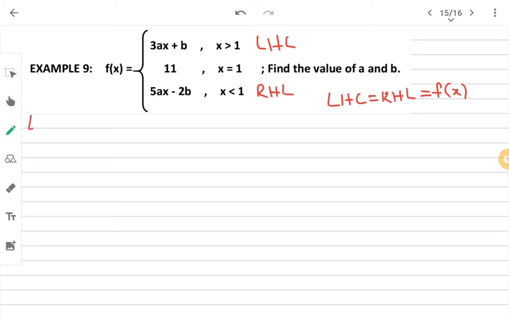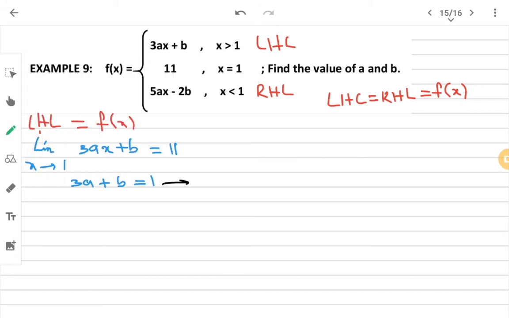Okay, fine. Now I am going to use first LHL. What is the LHL limit? Limit x tends to 1 f of x. Shall I write it directly? Yeah. 3ax plus b. And now I am going to compare this LHL with f of x. That means LHL is equal to f of x. So that is equal to, what is the f of x value? That is, x is equal to 1 means the value is what? 11. Now replace x is equal to 1 in this equation. What will happen? 3a into 1, that is 3a plus b is equal to 11, and this is equation 1.